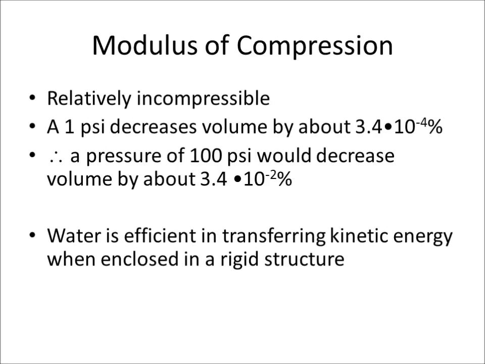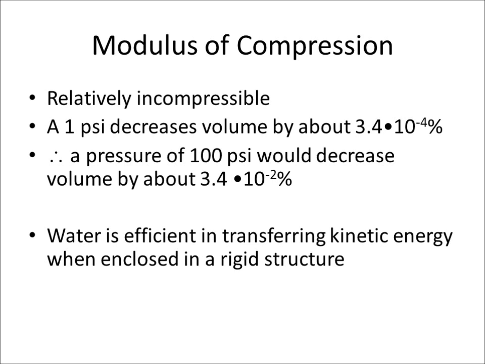Modulus of compression is important, in part because water is relatively incompressible. 1 pound per square inch of pressure can decrease volume by about 3.4 times 10 to the minus 4th percent, so very, very little. A pressure of 100 pounds per square inch, about the pressure in a nice racing bicycle tire, would decrease volume by far less than 1%. So it's relatively incompressible. Pressure really matters very little in determining the volume of water.